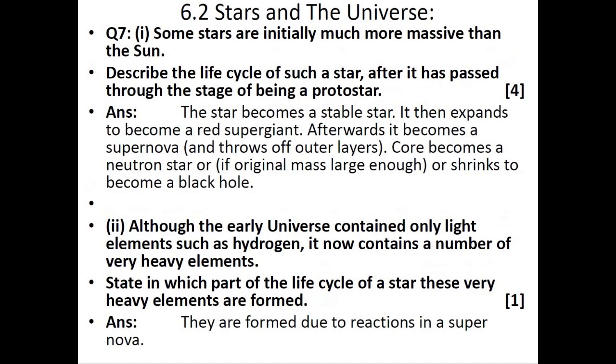Some stars are initially much more massive than the Sun. Describe the life cycle of such a star after it has passed through the stage of being a protostar. After the protostar, the star would become a stable star, and then it would expand to become a red supergiant, and then it would become a supernova and throw off its outer layer into space, forming heavier elements. The core would then become a neutron star, or it would become a black hole.